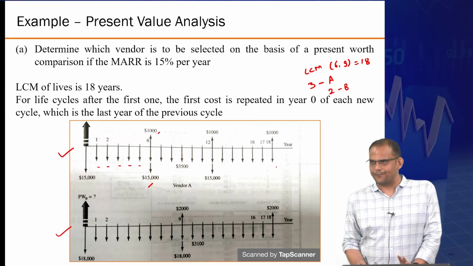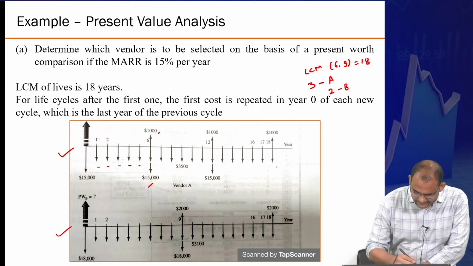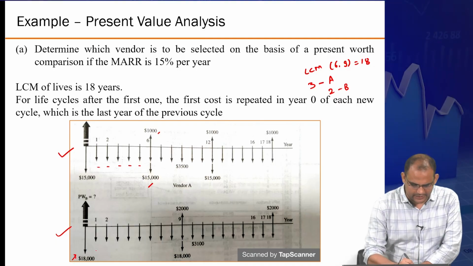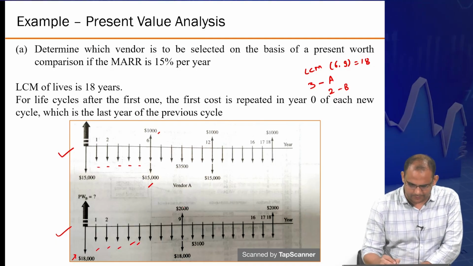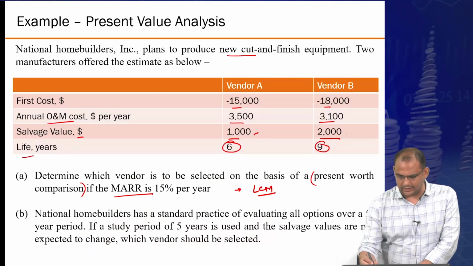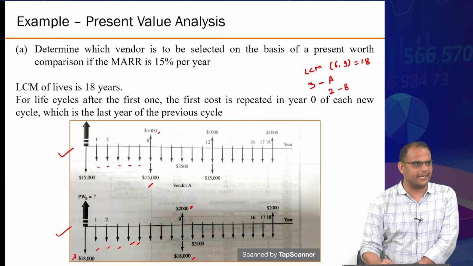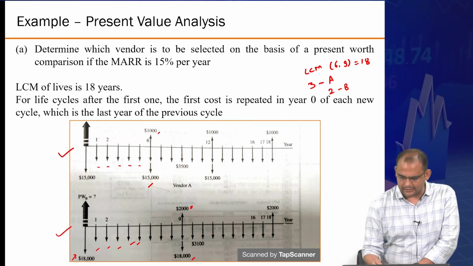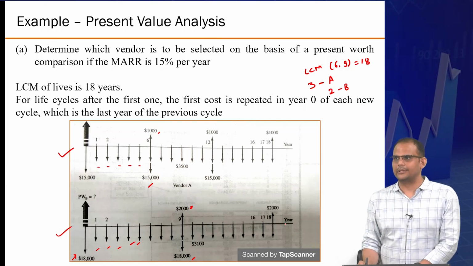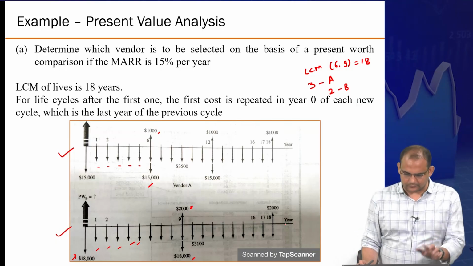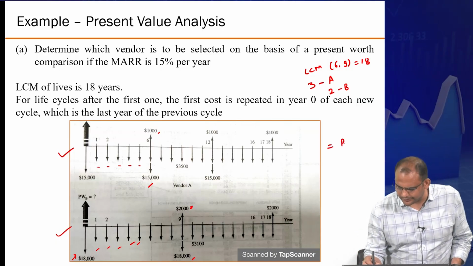Making sense? Alternative B, 18,000 at the beginning. This A amount is given to be there. $2,000 is your salvage value, comes here. Again an $18,000 investment at the end of year 9 and the cycle continues. Making sense? Give me the present worth of both.